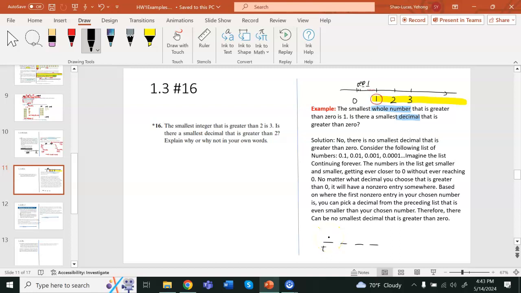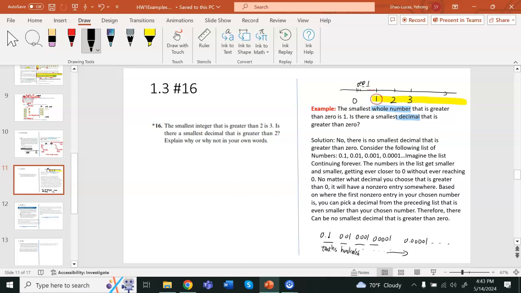So when you have the tenths, you could have the hundredths. And after the hundredths, you can have the thousandths and the ten-thousandths and hundred-thousandths and so on. You can keep dividing by 10 to generate smaller and smaller decimal numbers, and this will go on forever. You just keep adding a 0 in front of that 1. And so there is no smallest decimal bigger than 0.